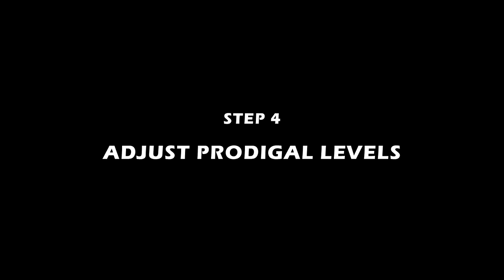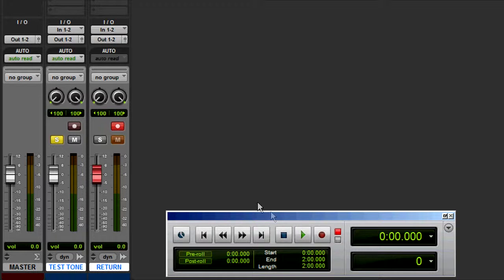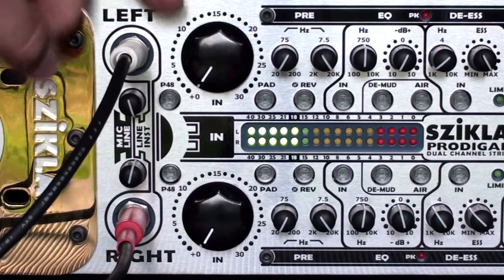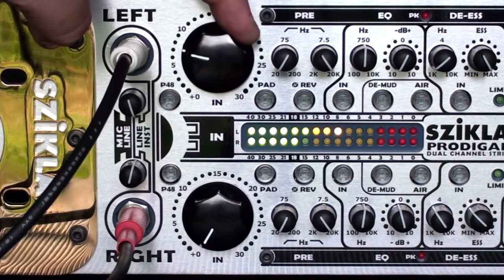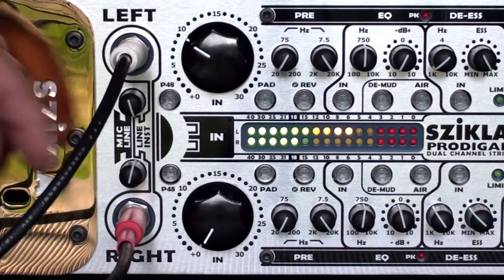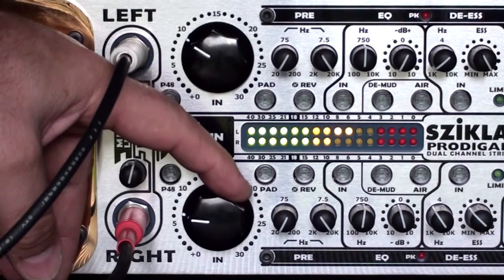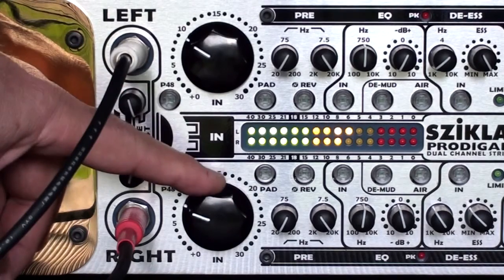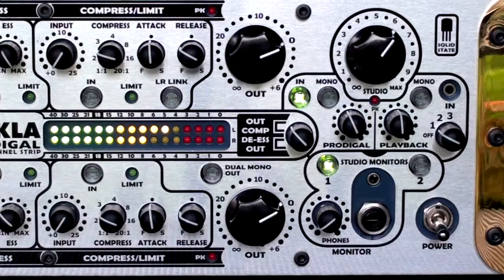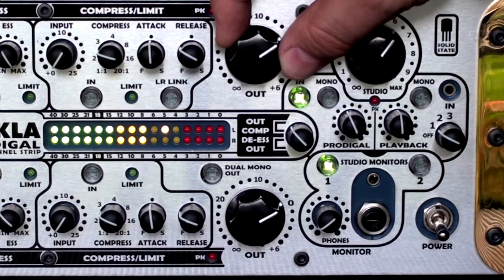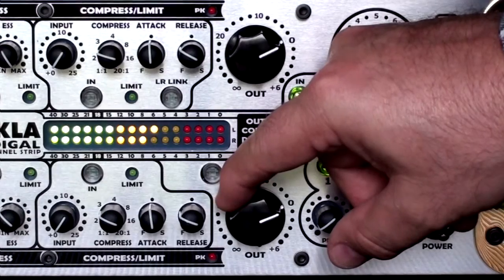Step 4. Adjust Prodigal levels. In your audio session, press play to play back the test tone. You should observe the test tone and master fader tracks are both metering at -6 dB full scale. Now go to the Prodigal and observe the input meter is showing some signal. Adjust the in knob for each channel until the input meter displays -6 dB fs for both left and right. Adjust the out knob for each channel until the output meter displays -6 dB fs for both left and right, same as the input meter.